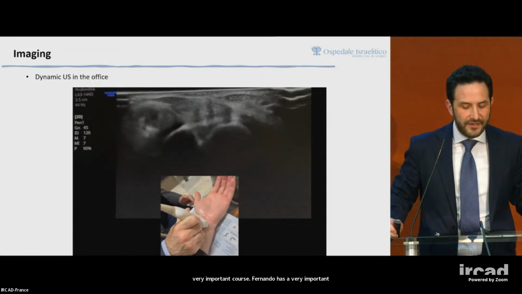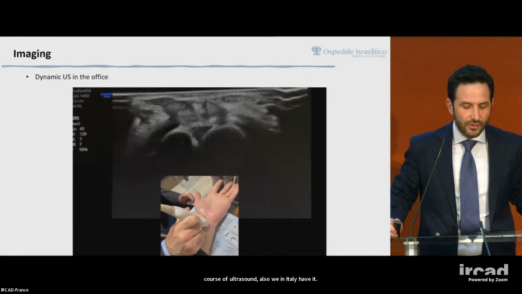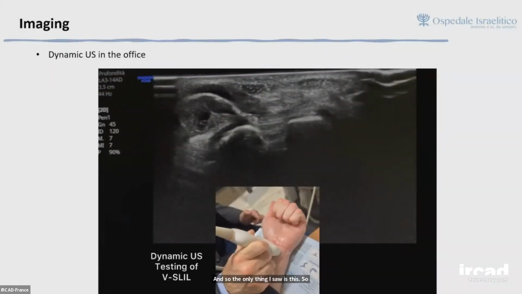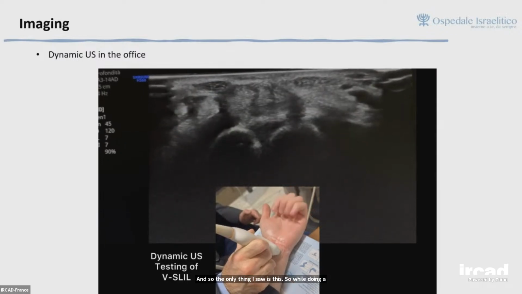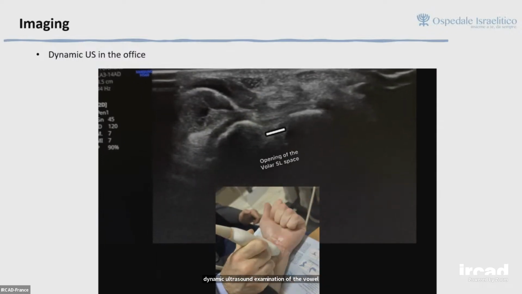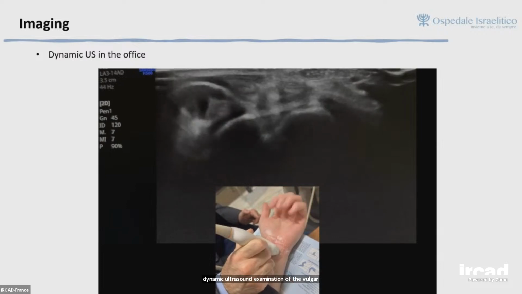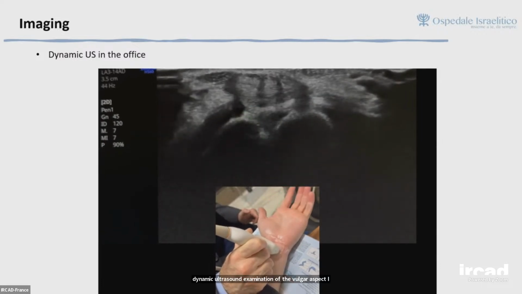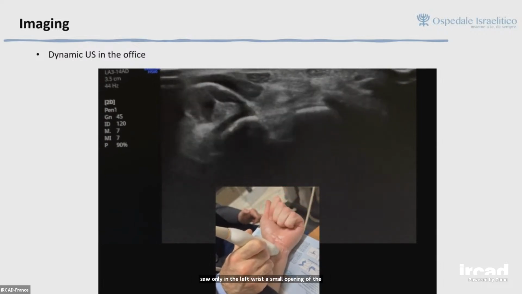And the only thing I saw is this. While doing a dynamic ultrasound examination of the volar aspect, I saw only in the left wrist a small opening of the volar part. It's the only thing I saw. And I really thought to myself, I'm fortunate to have the ultrasound, because I probably wouldn't have a solution for the patient.